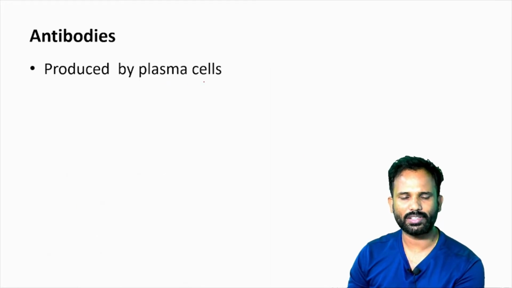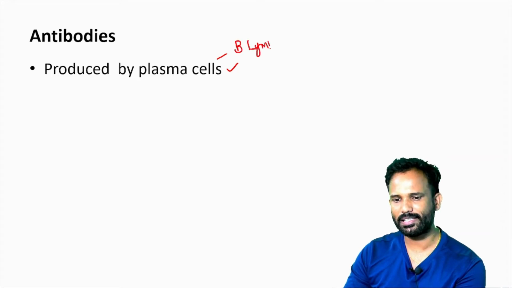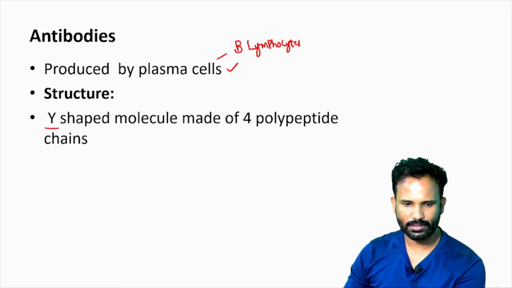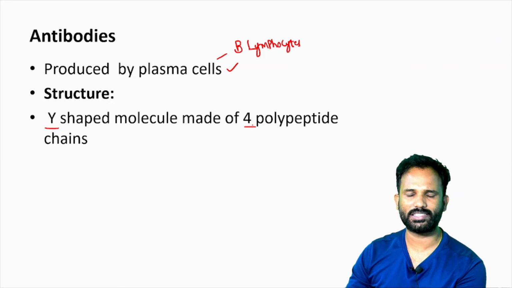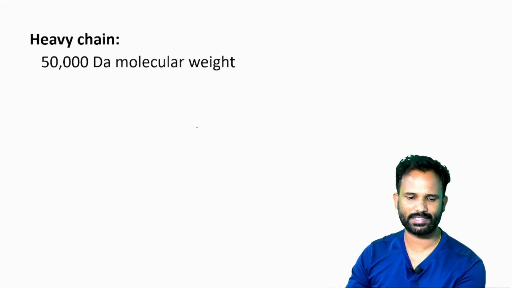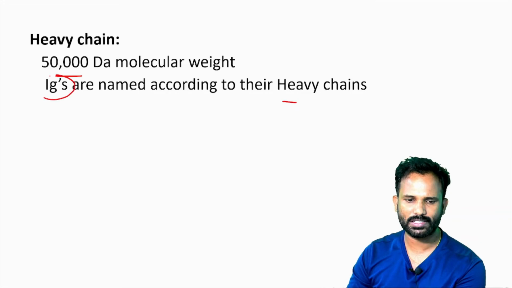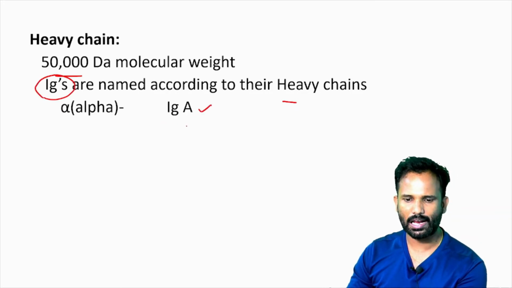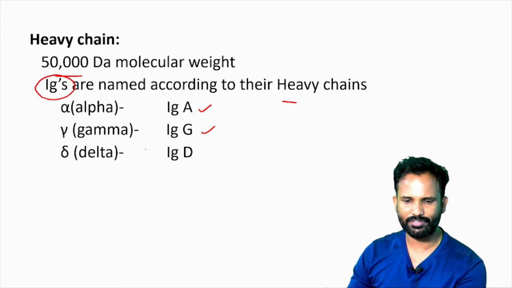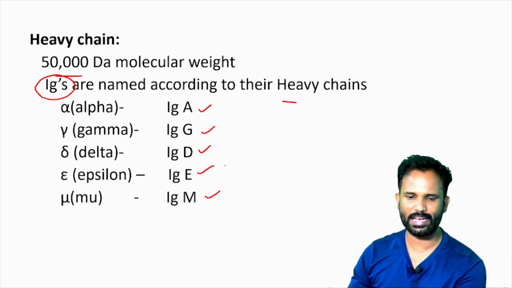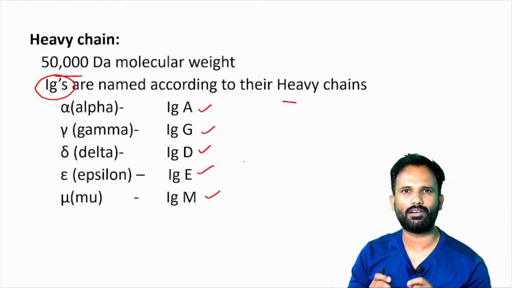And coming to the antibodies, they are produced by the plasma cells, which are nothing but activated B lymphocytes. And it is a Y-shaped structure made of 4 polypeptide chains, 2 heavy chains and 2 light chains. Heavy chain is around 50,000 Daltons molecular weight, and based on the heavy chain, the immunoglobulins are named. So IgA, alpha heavy chain, gamma heavy chain, IgG, delta heavy chain, IgD, and epsilon, IgE, and mu, IgM. So the immunoglobulins are named according to the heavy chains.